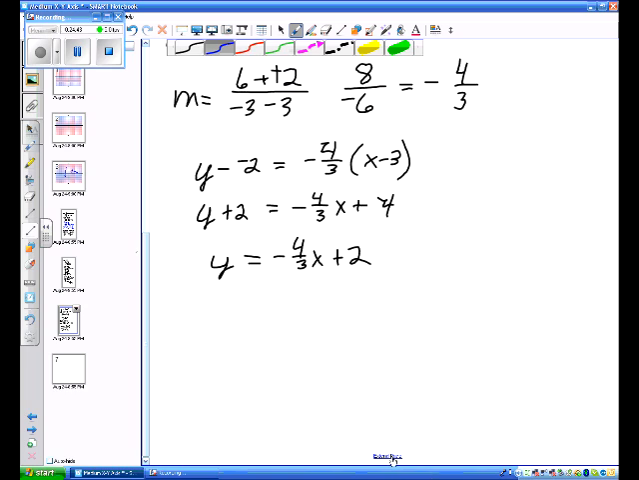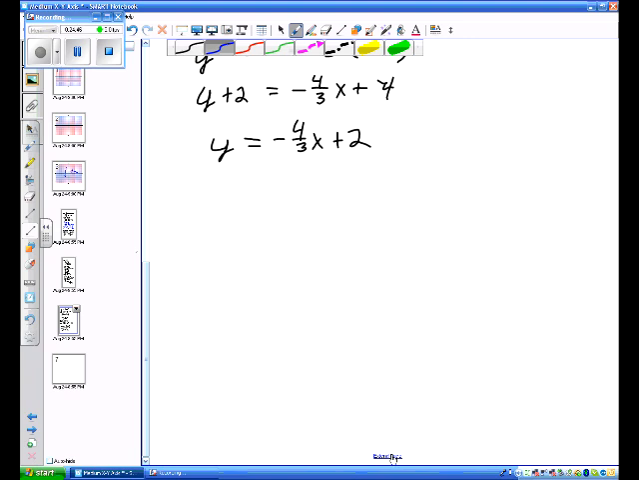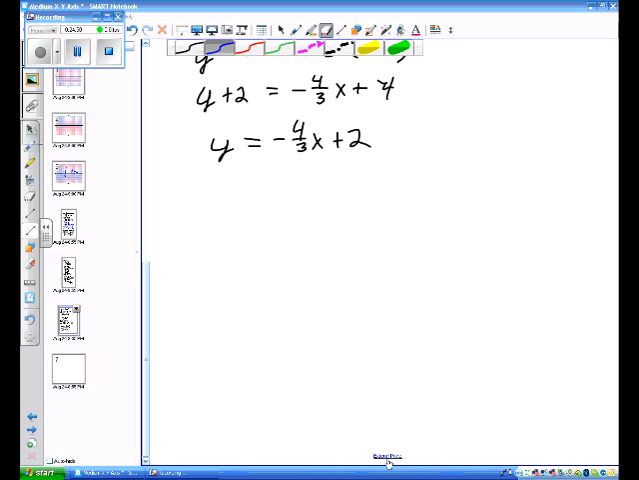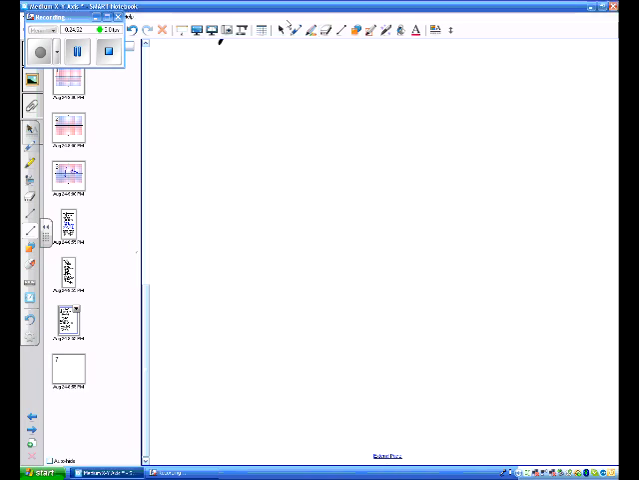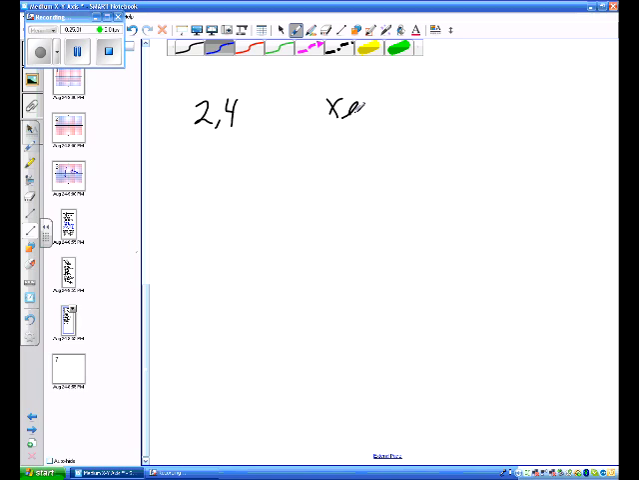We could be told that we have a line that passes through the point 2, 4, and it has an x-intercept of -2. Now we have to write the slope. To write the slope, we need 2 points. Well, remember your x-intercept is a point.